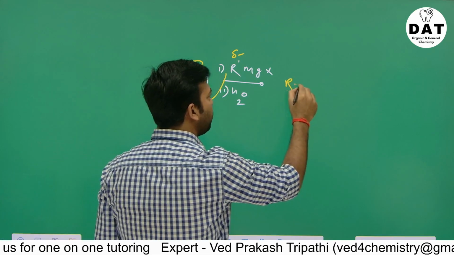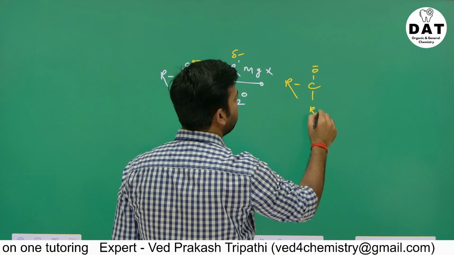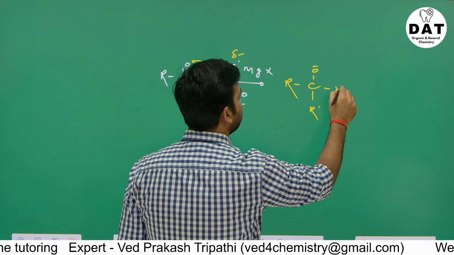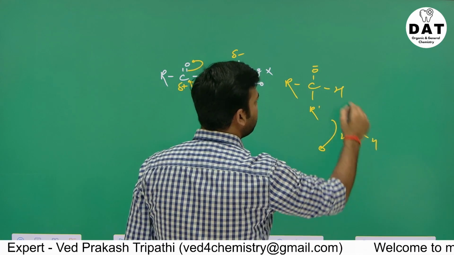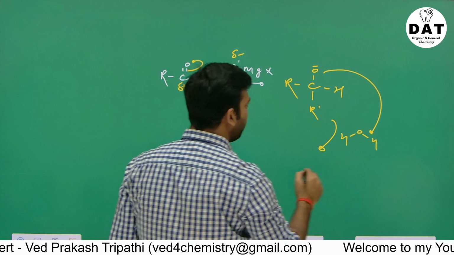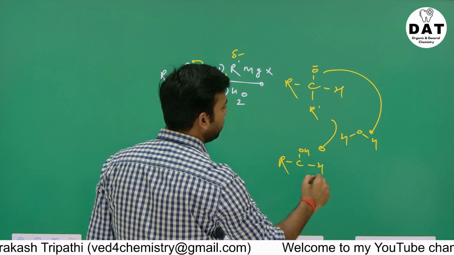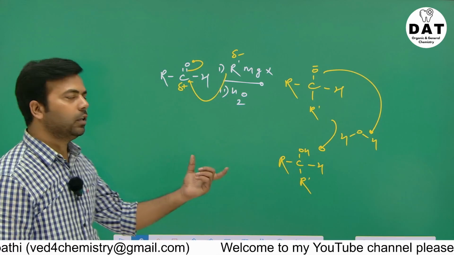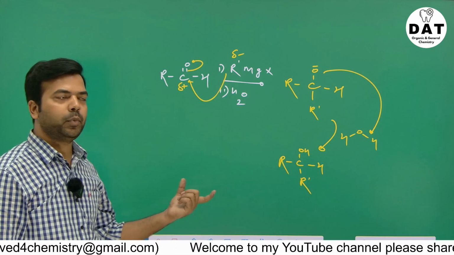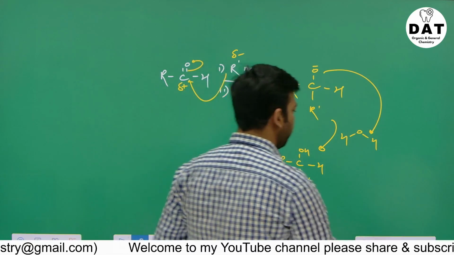As a result, it will be O minus, and here we have R dash and this is H. And in the next step we have a water molecule, so O minus is going to grab this proton, so it will be R-C, here OH, here H, and here we have R dash. Makes sense? So this is the reaction with Grignard, which is an example of nucleophilic addition. Clear?